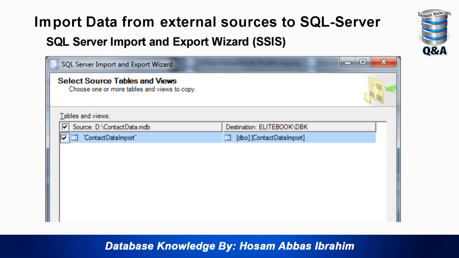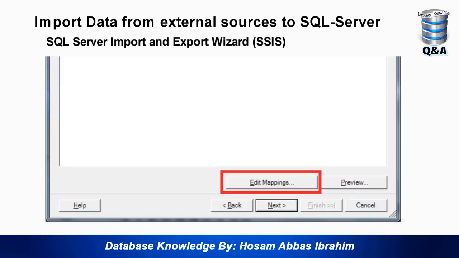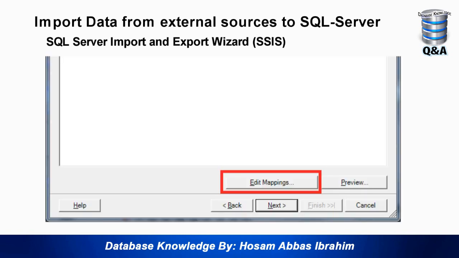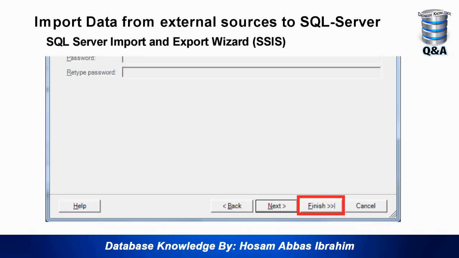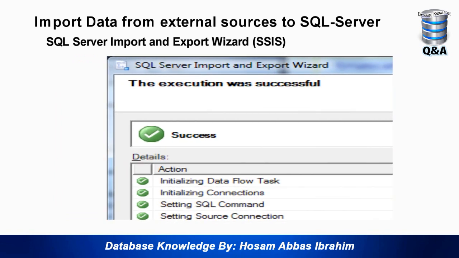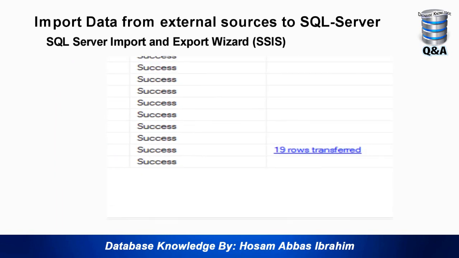On the right side it shows the destination table. There's an interesting button there, called edit mappings, and it shows you all the data types and everything. In most cases this wizard does it right if you import from Access, of course. So here I have the name, the date of birth, everything is set with the correct data type. Back to the previous screen, I will press next, finish, and the wizard now will start transferring the data, and it shows me success and 19 rows transferred.